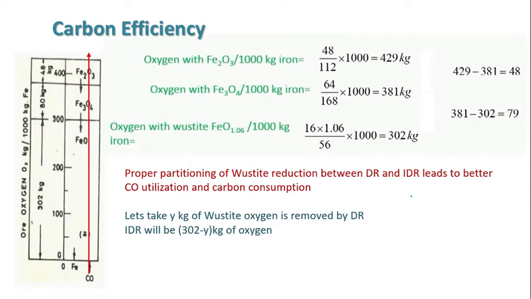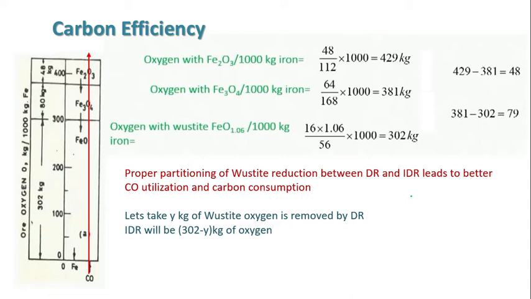That means whatever carbon monoxide is generated during the direct reduction of wustite should be sufficient for the rest of the indirect reductions. Because we know that both the direct and indirect reduction of wustite can take place. So we have to optimize the ratio so that the maximum amount of carbon monoxide is utilized inside the furnace, so that less coke consumption, that means carbon consumption, will be there.